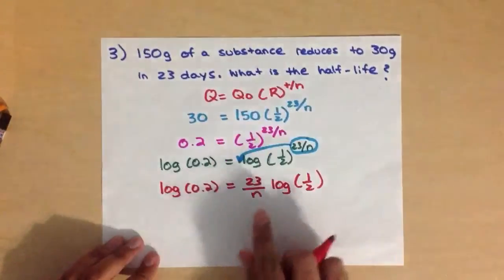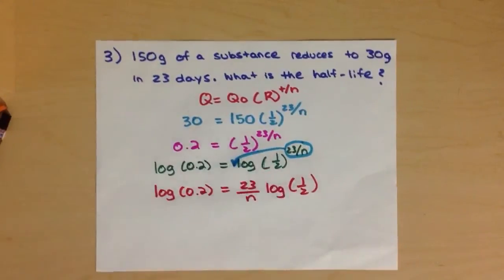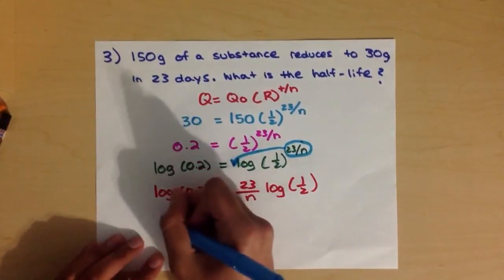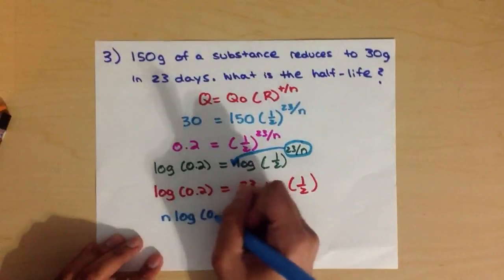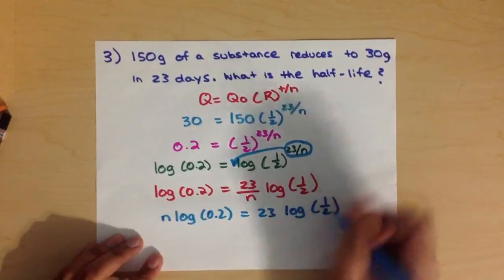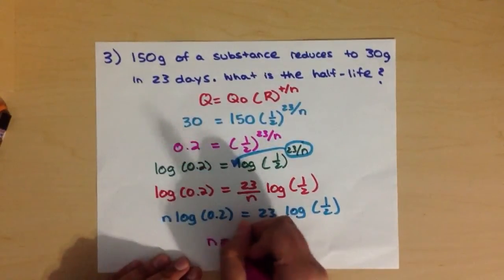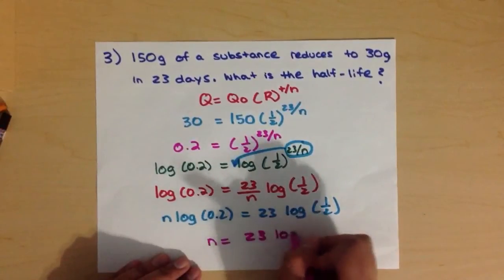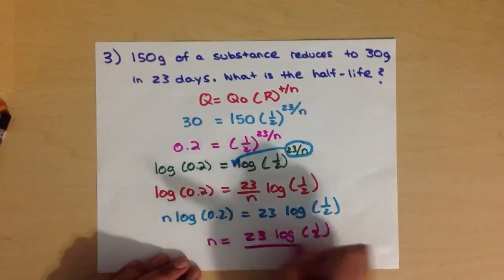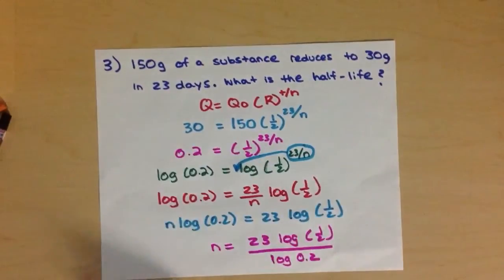And we're trying to solve for that n, so we're going to multiply the n out onto this side. So n log of 0.2 is going to be equal to 23 log of half. And solving for n, we just have to divide each side by log of 0.2, and we will have our final answer for n, which is the half-life in this question. N is going to be equal to 23 log half divided by log of 0.2.